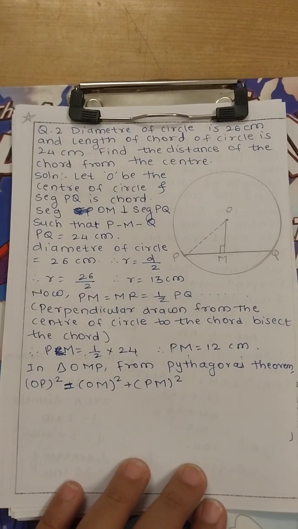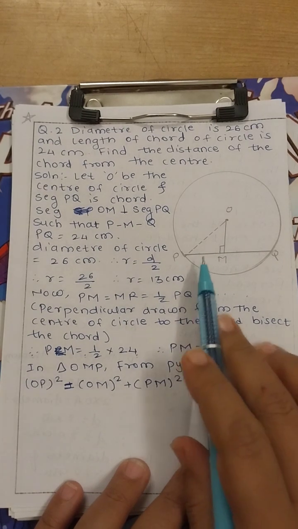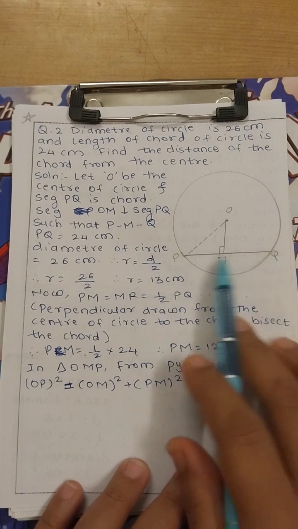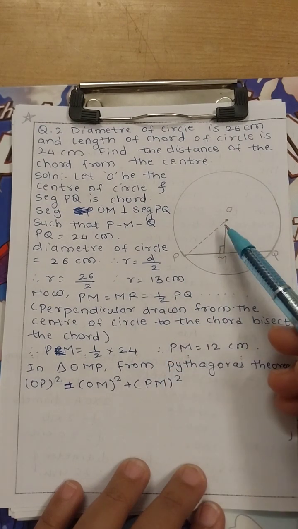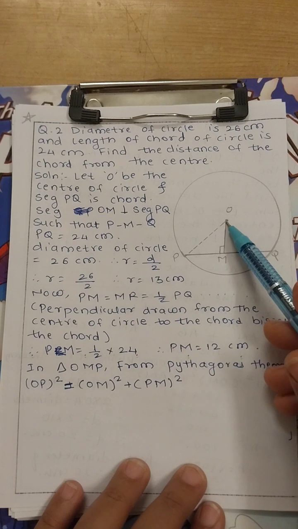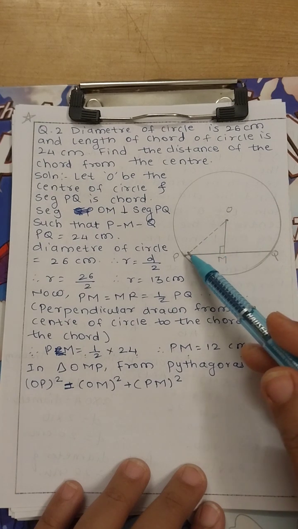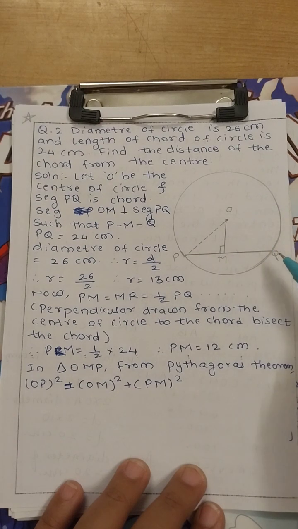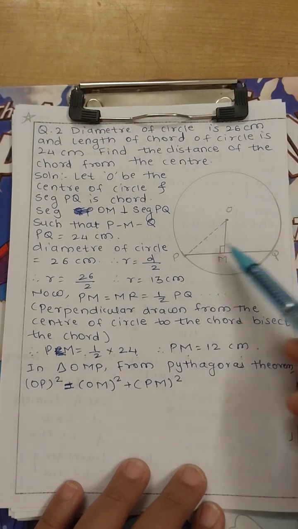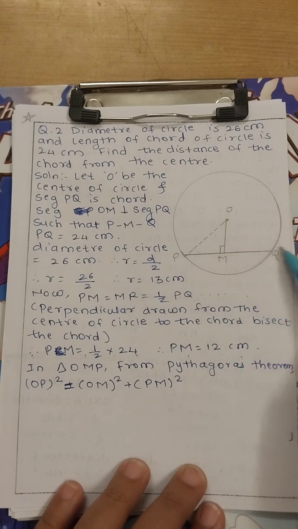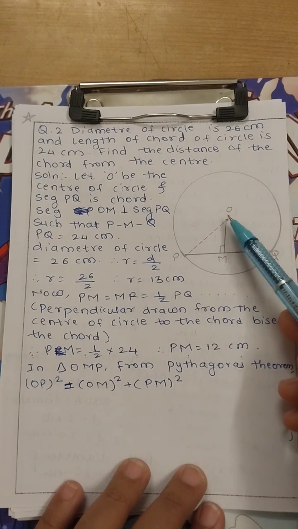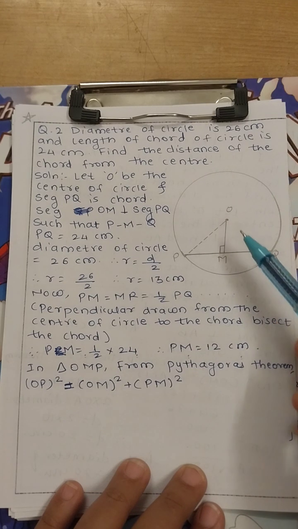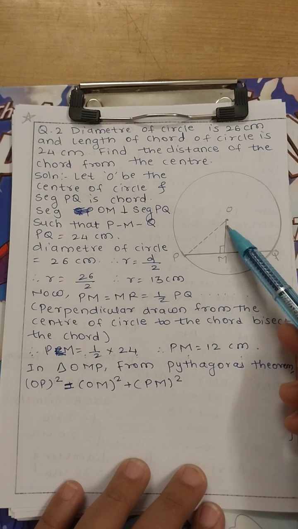Question number 2. Diameter of a circle is 26 centimeter. Length of a chord of the circle is 24 centimeter. Find the distance of the chord from the center. What have they given? Diameter of the circle is given, 26. PQ, the chord, is given. Diameter is given. Chord is given. What we have to find is the distance of the chord from the center. This we have to find.